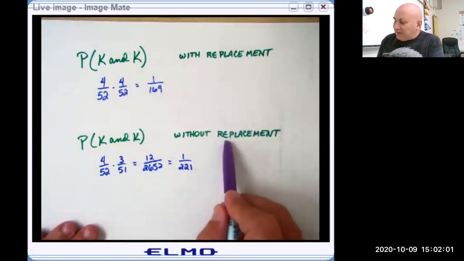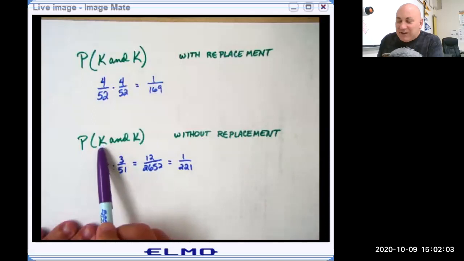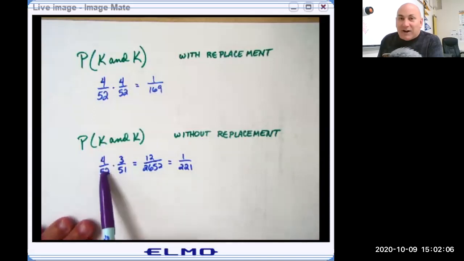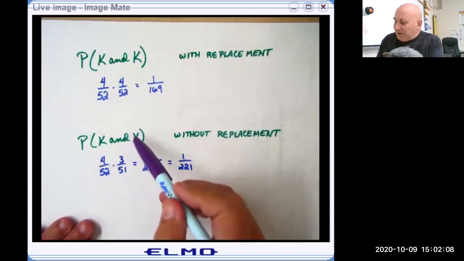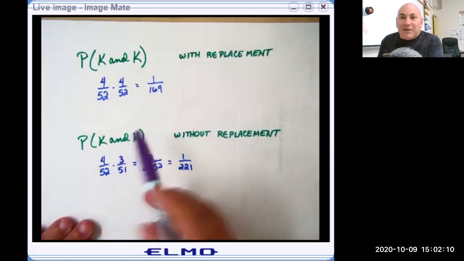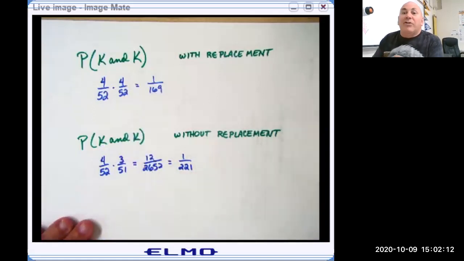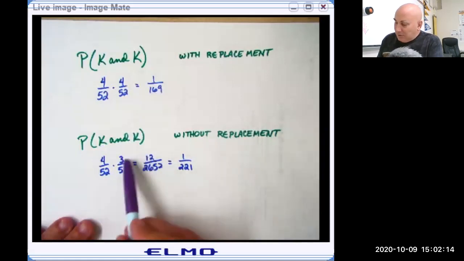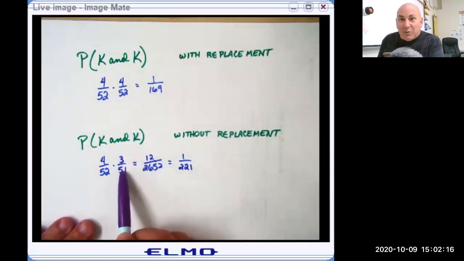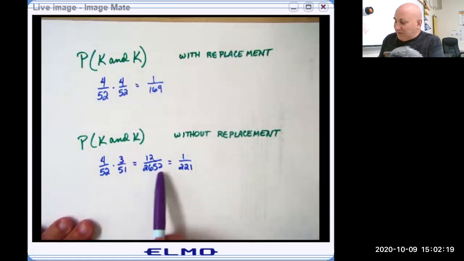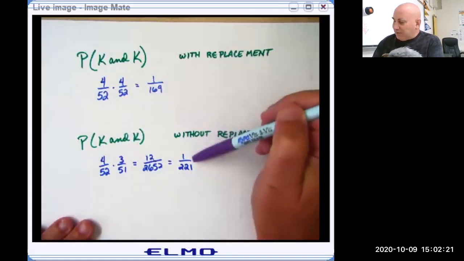But without replacement, the probability of getting a king the first time is 4 out of 52. The probability of getting a king the second time, given that you got one the first time, well, there are only 3 kings out of 51 left. So you multiply those. And you see that the probabilities are quite different.